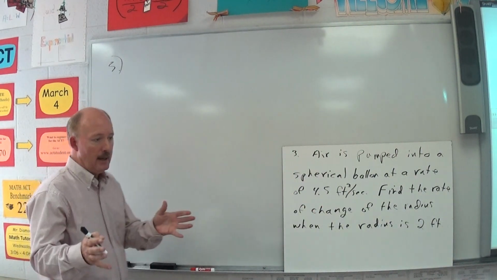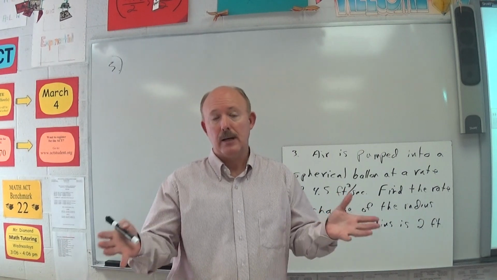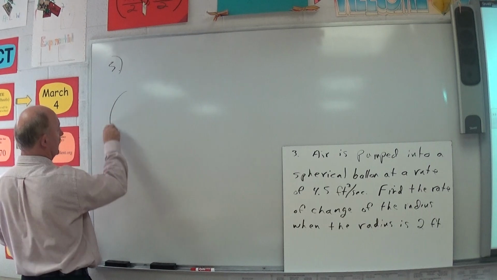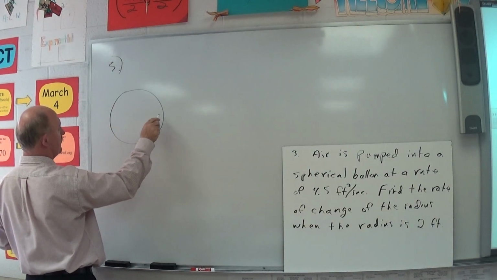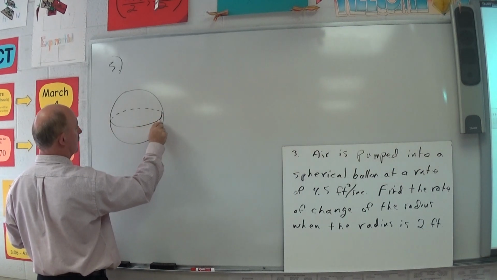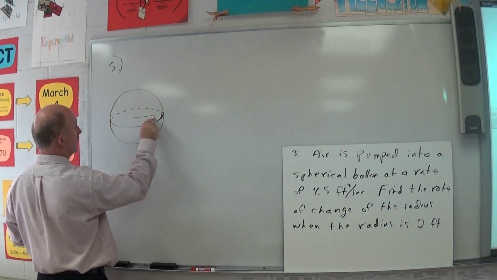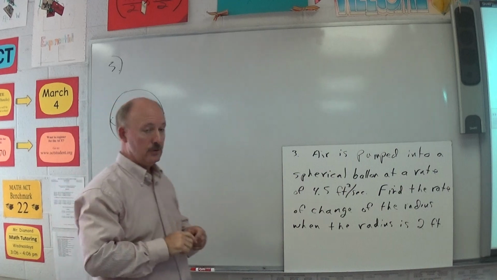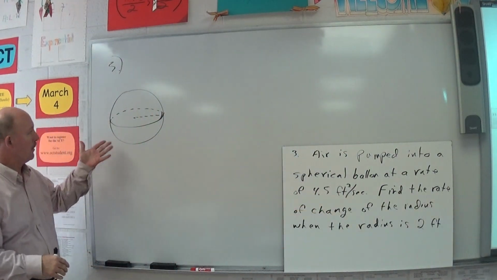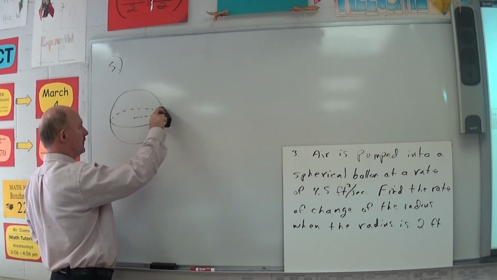So let's start off. Always start off with a diagram or a drawing of some type of sketch. It doesn't have to be anything fancy. So you can imagine a balloon. It's spherical, so it's round like so. Okay, here's a radius. So start off with a diagram, a little drawing. So here's my balloon. Now it's not much. There we go.